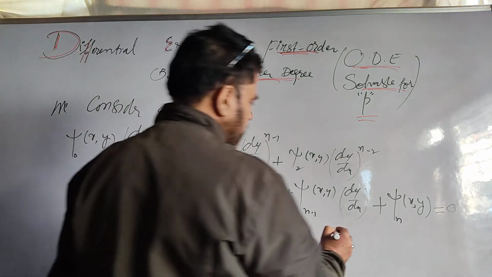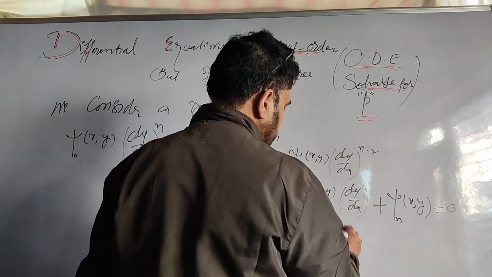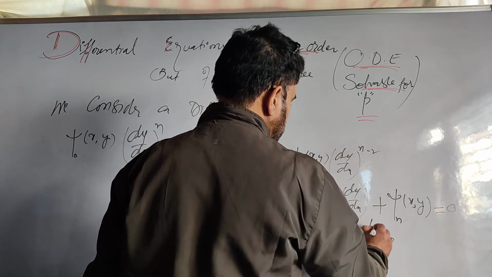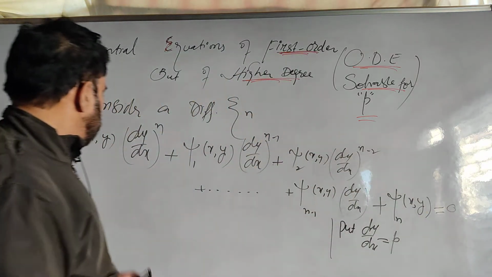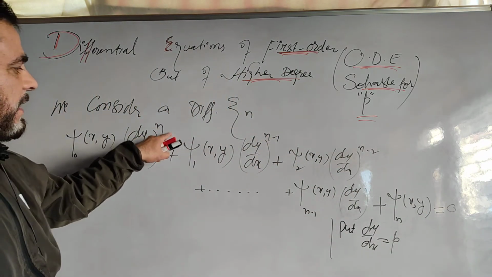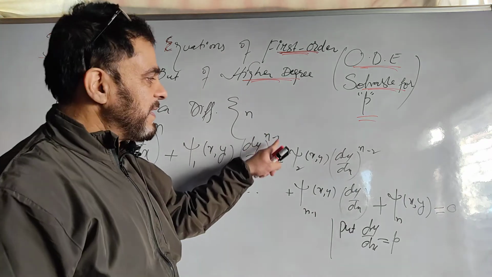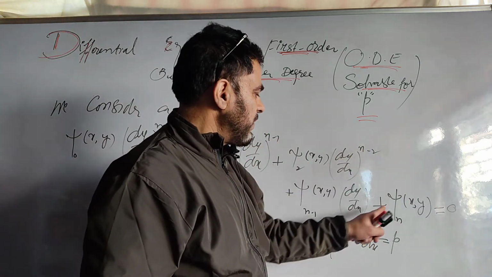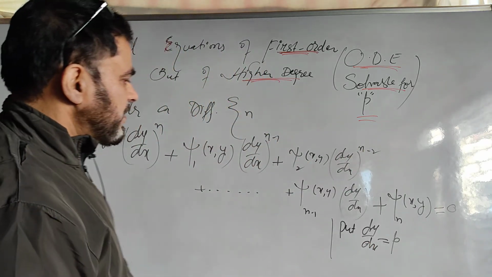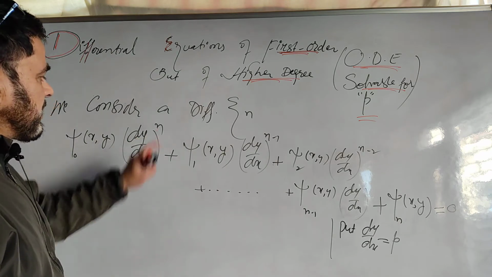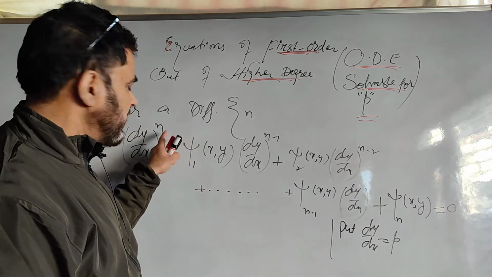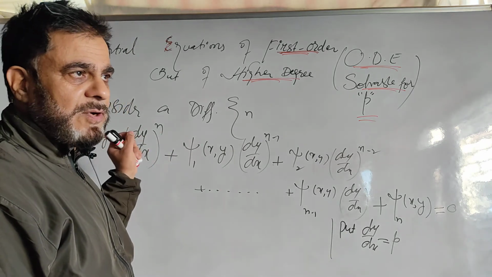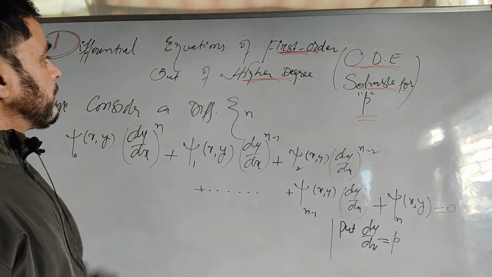We put in this differential equation dy by dx equal to, say, p. You observe this: order 1 degree n, order 1 degree n minus 1, order 1 degree n minus 2. And what is the highest order? The highest order is 1, and the highest degree is n. It is of order 1 and degree n.